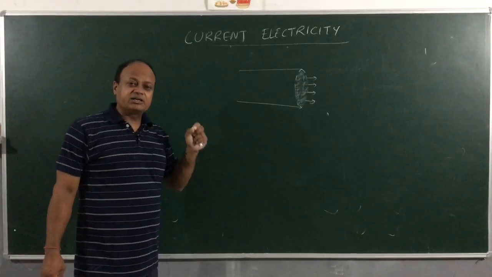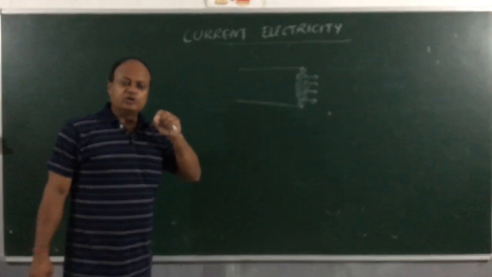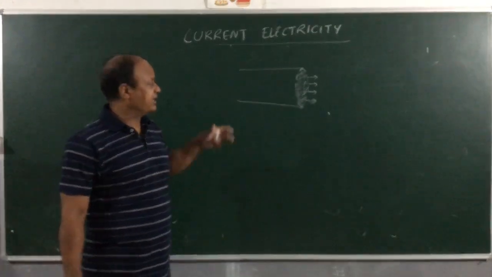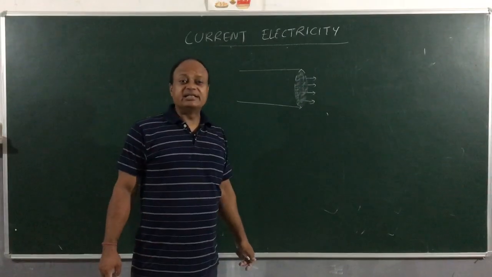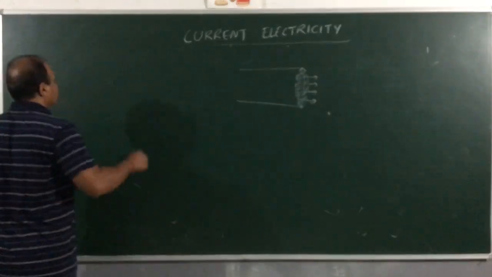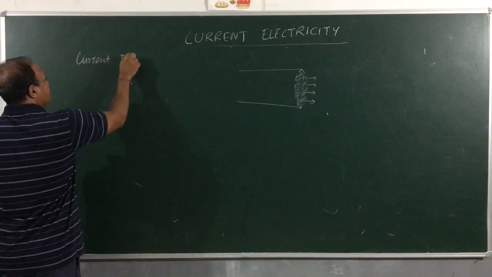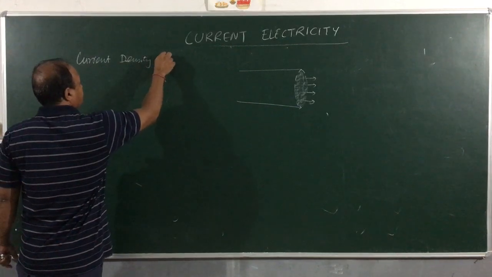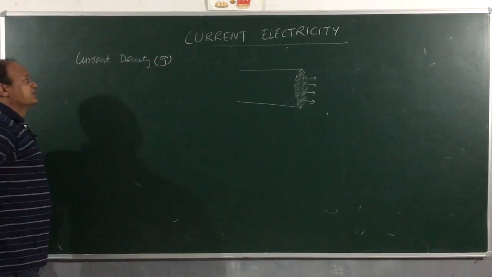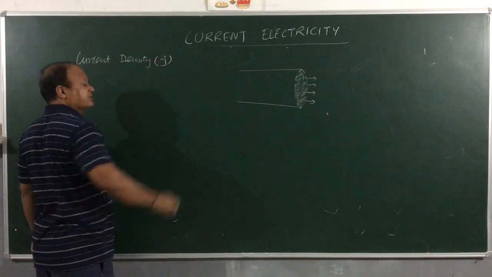The amount of current which is flowing through unit cross section area of a conductor at right angle, that is called current density. Its symbol, children, is J. And the current density is actually regarded as a vector.